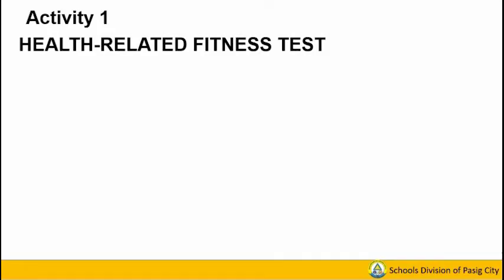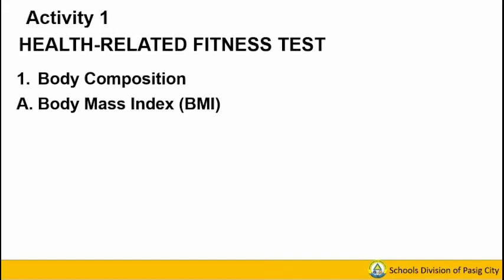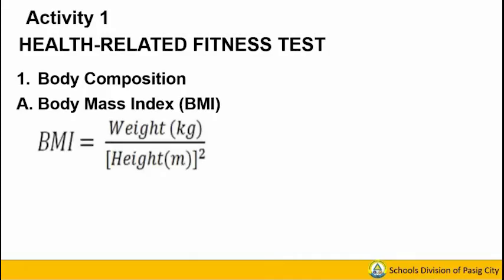Let us go to the first component of health-related fitness, body composition. Try getting your body mass index. Get your height and weight using a bathroom scale and tape measure to compute your BMI and to determine its corresponding classification.